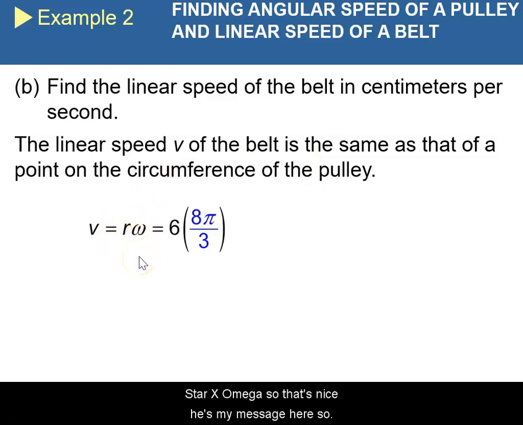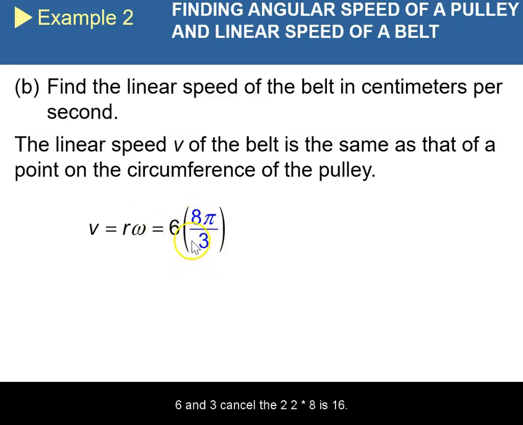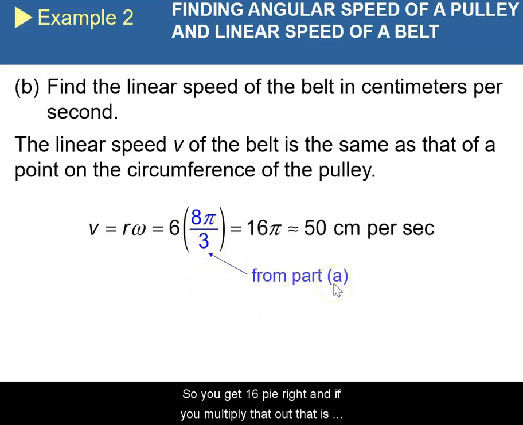They are going to use my method here. So 6 and 3 cancel to 2. 2 times 8 is 16. This was from the first part. So we get 16 pi. And if we multiply that out, that is 50 centimeters per second, approximately.